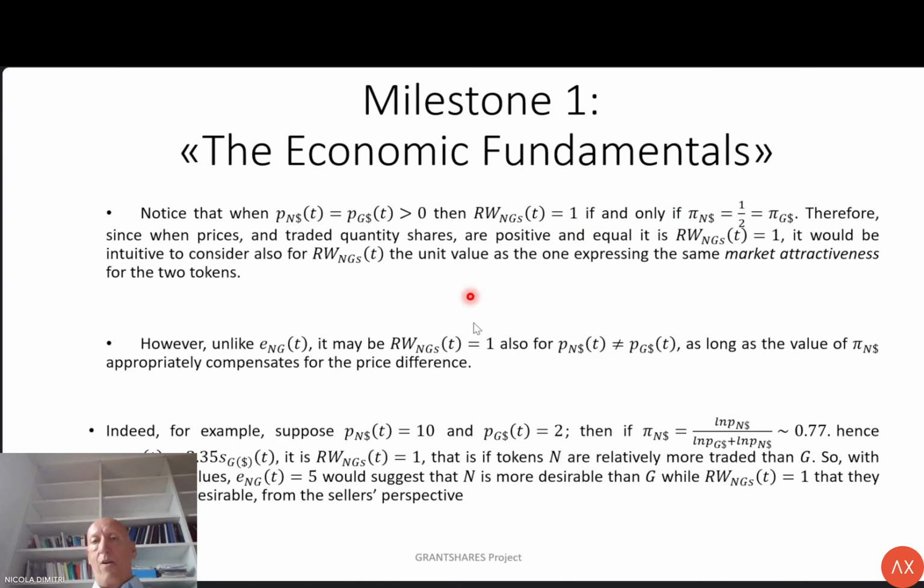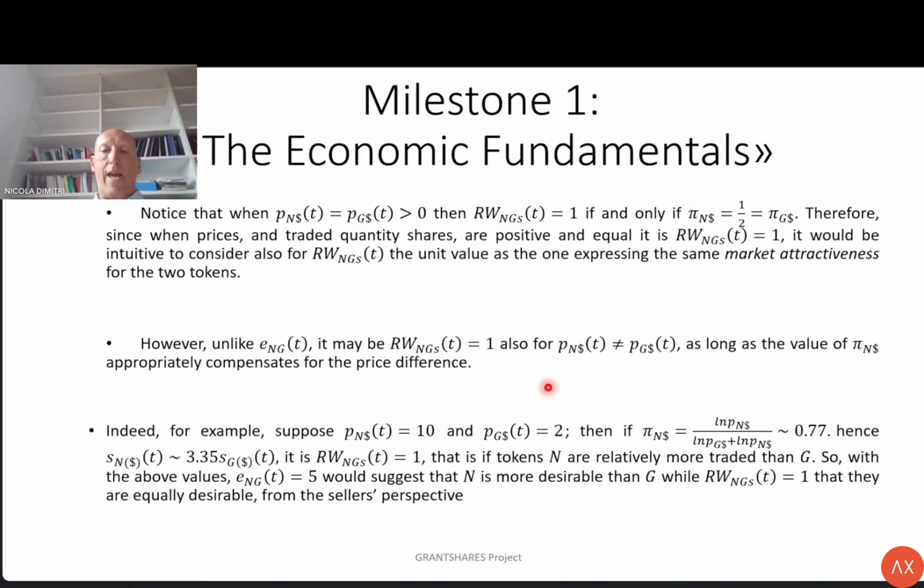But the difference with respect to the price ratio is that you can now have an indicator like this equal to 1, even if prices are different, because it is considering exchange quantities as well, and it's embodying exchange quantity in this indicator.